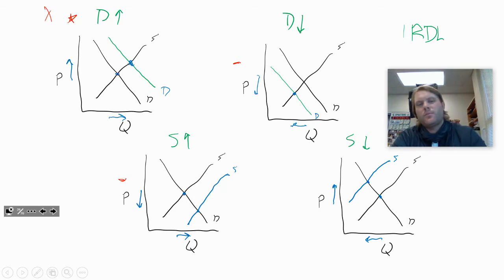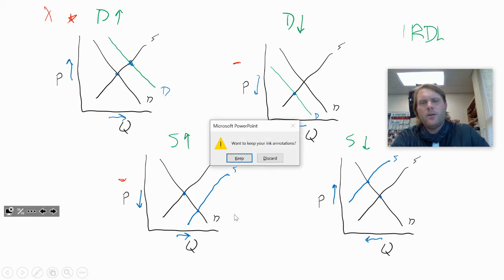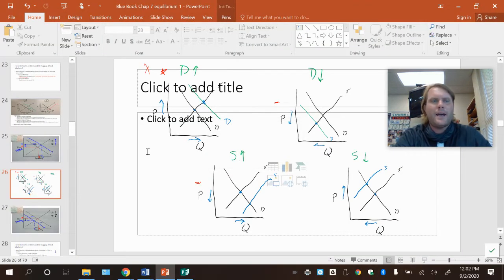So let's look at the supply increase. Okay, so supply increase kind of makes sense. Well, price goes down, our quantity goes up. That makes sense too. So maybe that's a good guess. Okay, so let's keep that in the back of our minds right now while we go back and look at some other information.